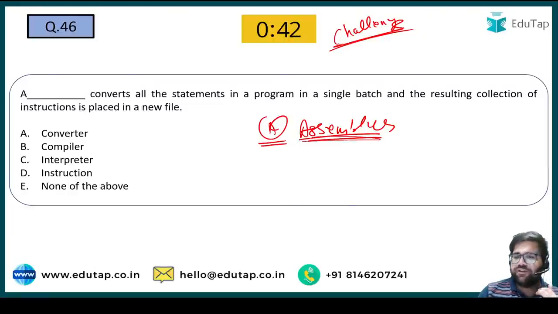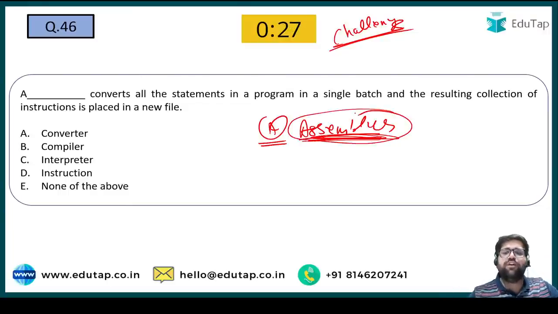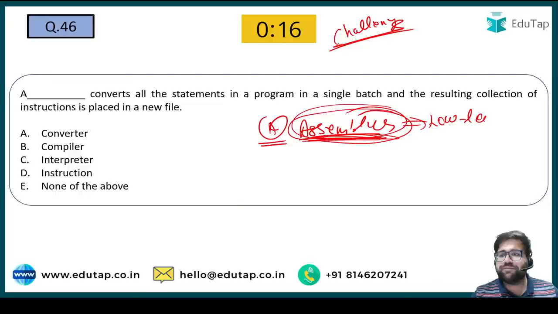Assembler, I am repeating this for the last time. Assembler converts all the high level languages to the object code. Is it true or false? Preeti is the first one who is going with true. Rest all are going with false. Yes, this particular statement is false. Why? Because assembler will convert only assembly language to the object code. Object code is basically the machine language which the computer understands. Remember, assembler is only for low level.